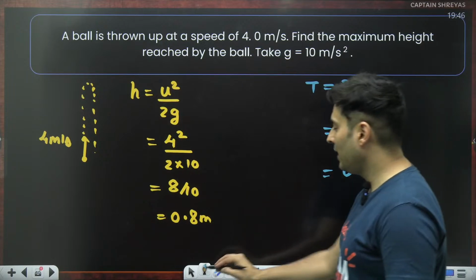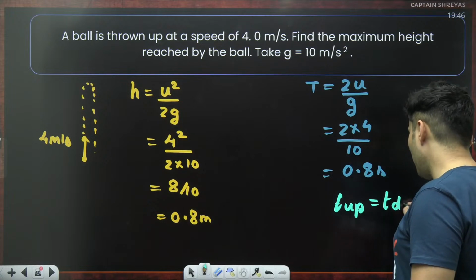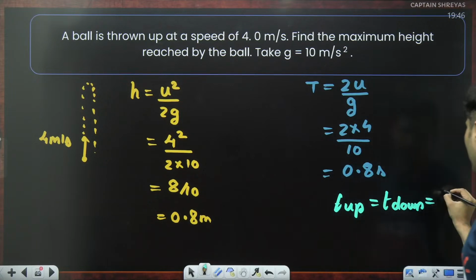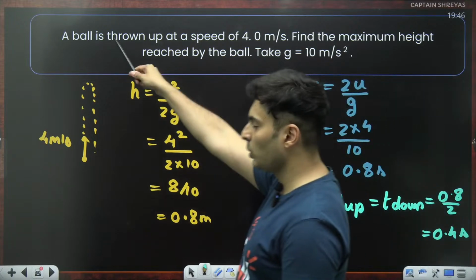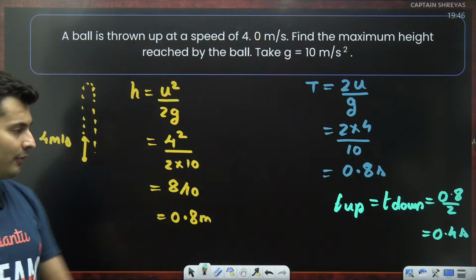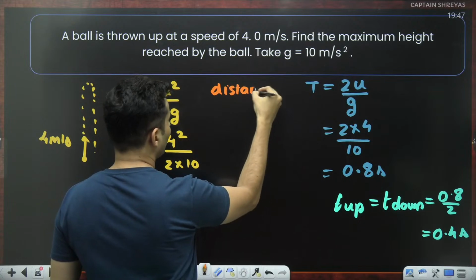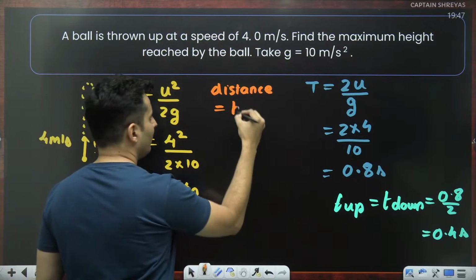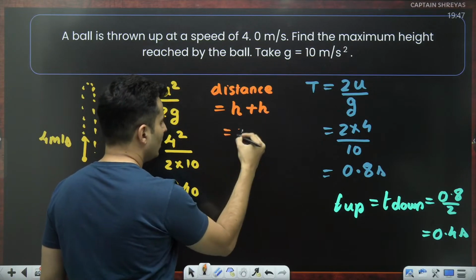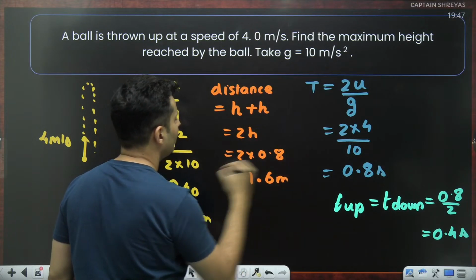Don't get confused and think, how come the answer came same? Don't worry about it. If the question was, what is the time taken to go up or to come down, then the answer would be the total time 0.8 divided by 2, which will be 0.4 seconds. 0.4 to go up, 0.4 to come down. If the question was, what is the total distance traveled? Think about it. It went up, distance h, came down, distance h. So it will be 2h. So it will be 2 times 0.8, which will be 1.6 meters.